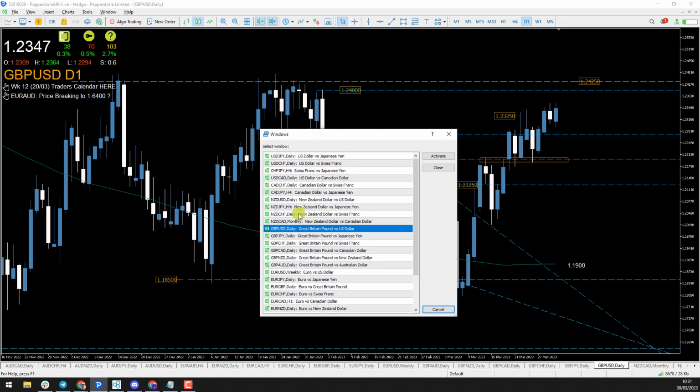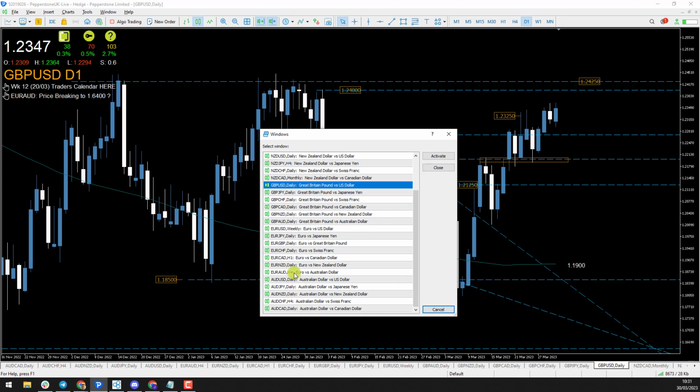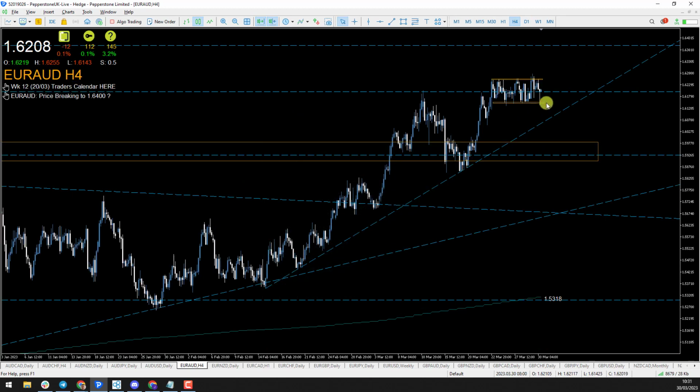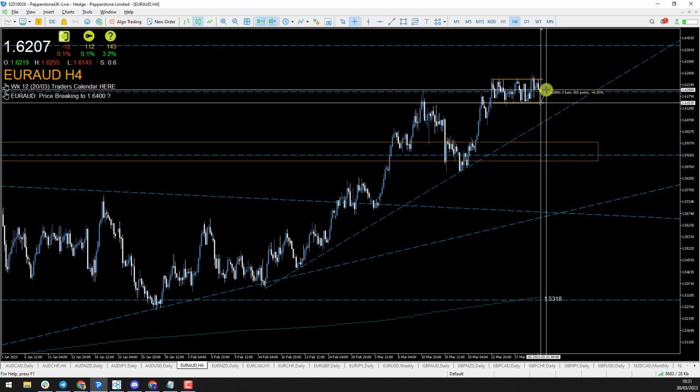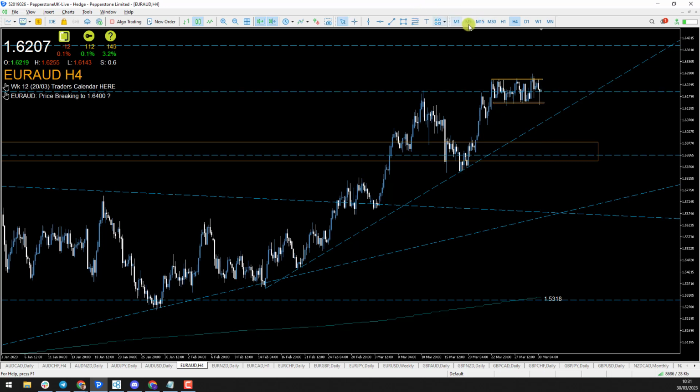Now, another chart of interest was EURAUD. We spoke about EURAUD yesterday. We talked about looking to get long down at the range lows, and price has come into that area. So if you are long EURAUD at the moment, you'll be around about 56 pips to the upside here.